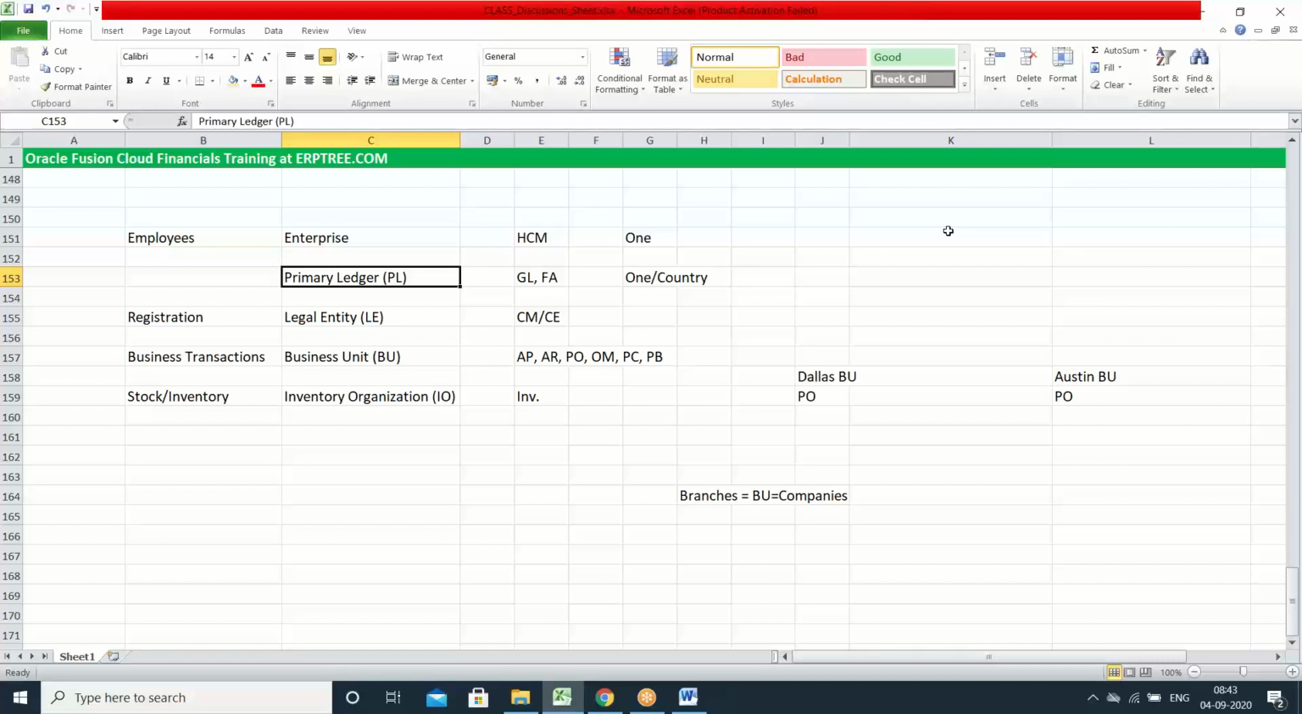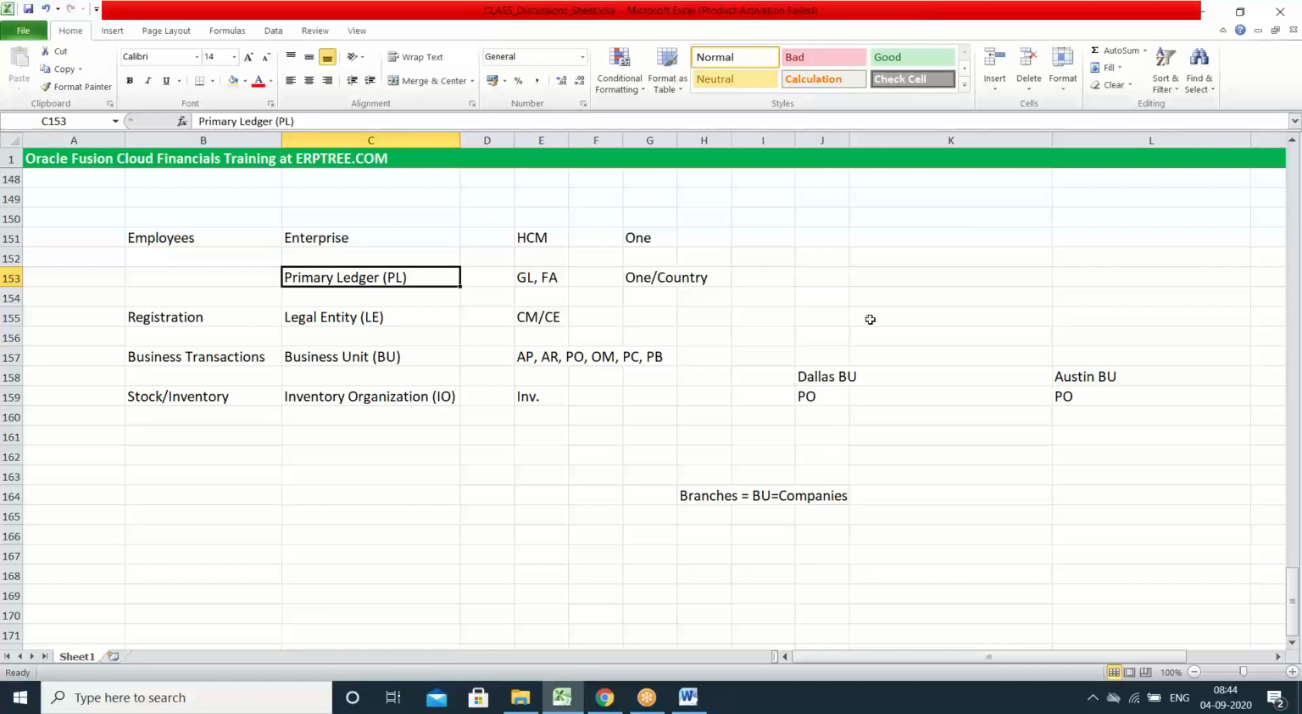Why do we have to create a separate primary ledger for each country? Any reason you can guess? Currencies. Currency, that's it. Say a client is operating the business in India and US. Think for India and US calendars are the same. In reality no, but let's take the simple case. For 2 countries, calendars can be the same. You may use the chart of accounts also the same, but currency is different. Because currency is different, we have to maintain separate ledgers for each country.